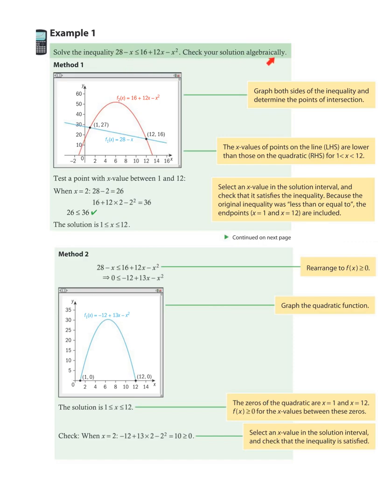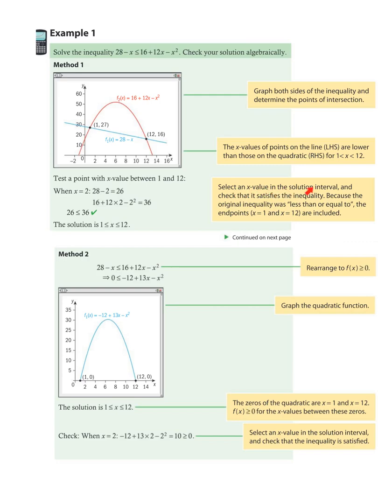Check your solution algebraically. Method 1. Graph both sides of the inequality and determine the points of intersection. We've done this in the class often. That 28 minus x is reflected in that blue line. 16 plus 12x minus x squared is this upside down parabola. And there's the points of intersection. The x values of points on the line, left-hand side, are lower than those on the quadratic on the right-hand side between x is greater than 1 and less than 12.